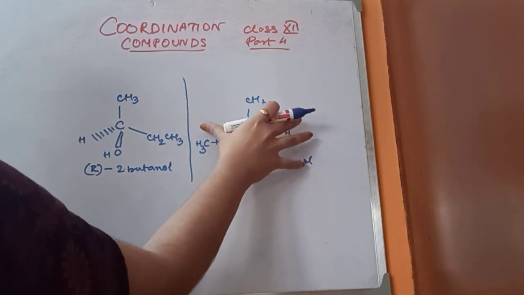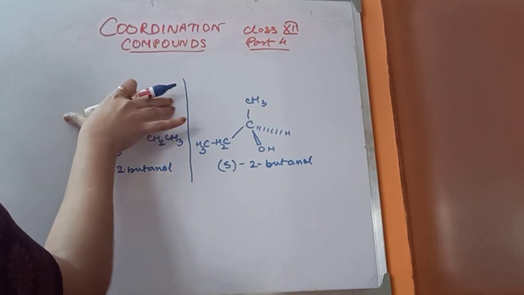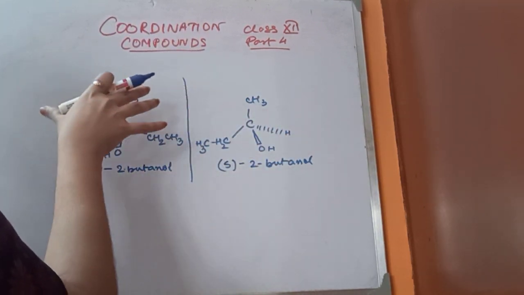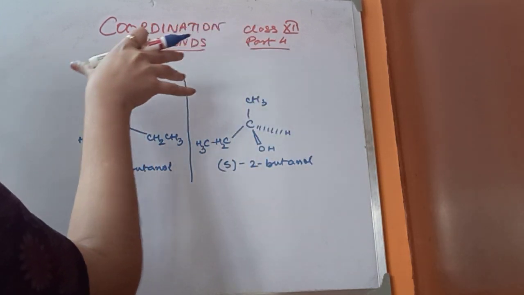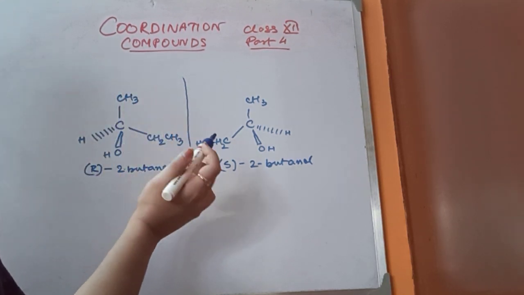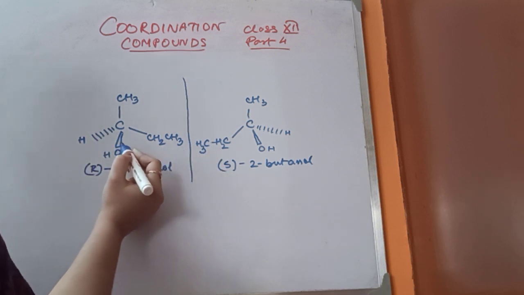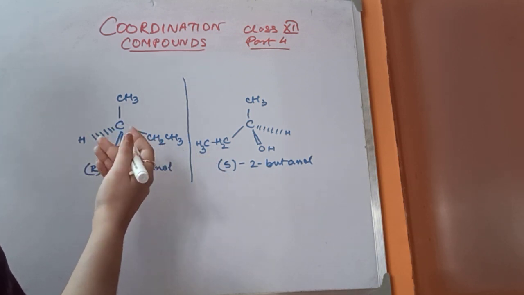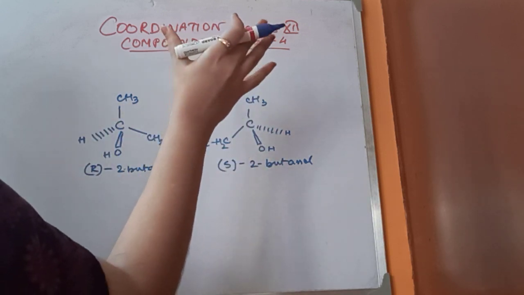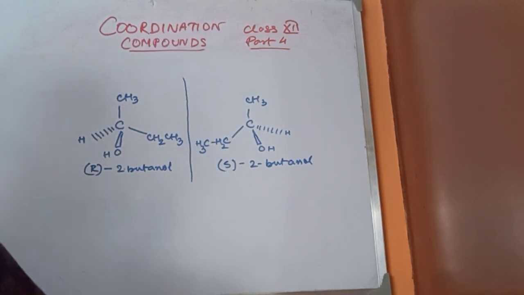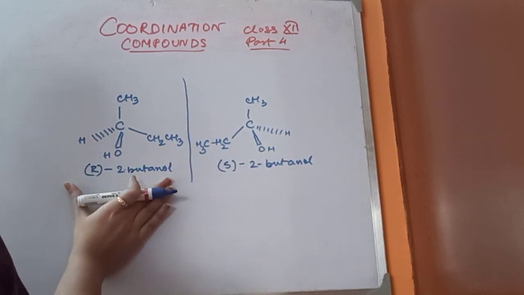Means, if you pick up this molecule of S-2-butanol and place it on R-2-butanol, will the two structures match with each other? No, because if you place this on R-2-butanol, you will see that the ethyl group is on this side, the OH group has a different geometry. This will not exactly match with this, so this structure will not exactly superimpose on this structure.